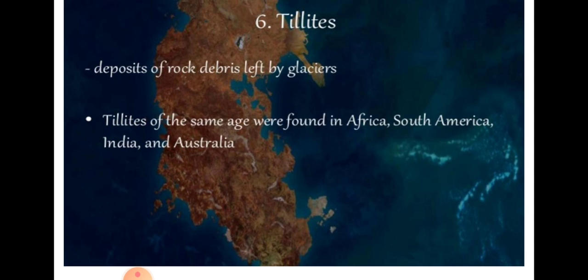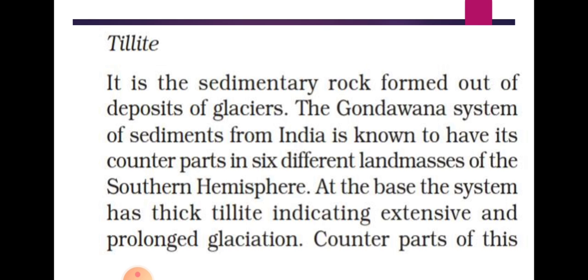The next evidence is called tillite. Now what are tillites? Tillites are deposits of rock debris left by glaciers. Tillites are found in some countries like Africa, South America, India and Australia. Tillite is a sedimentary rock formed out of the deposits of the glacier.